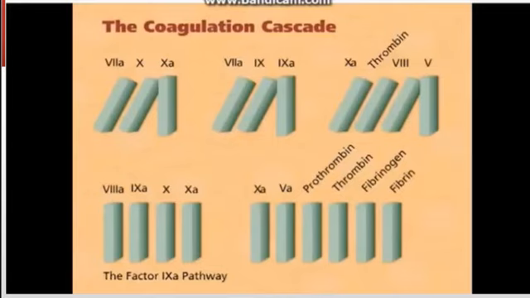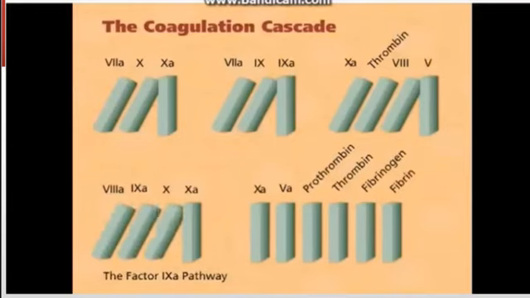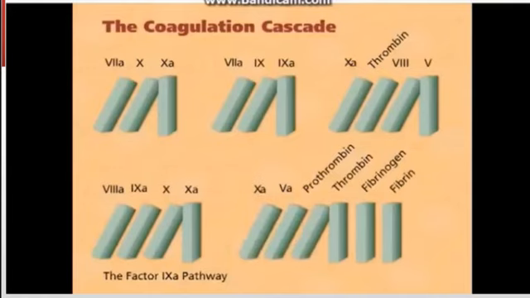Factor 8A increases the capacity of factor 9A to activate factor 10 to 10A many thousand times. The increased factor 10A produced in this way, along with its own cofactor activated 5A, forms a complex that promotes the efficient conversion of prothrombin to thrombin. It is thrombin that then allows the conversion of fibrinogen to fibrin.